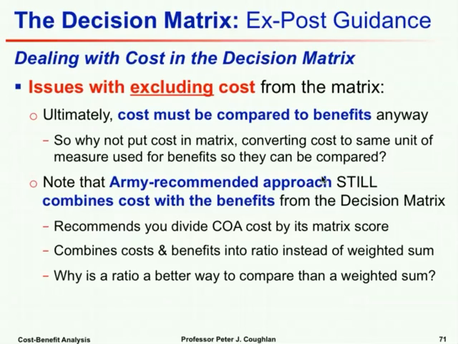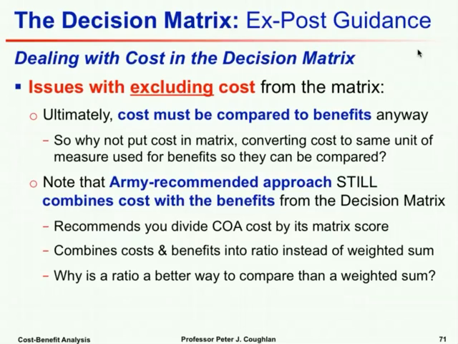Either you put the cost in the matrix itself, or, as in the example of the Army recommended approach that I just gave you, where they find this cost benefit index. What they're saying is, do the matrix score for the non-financial measures and then divide the cost by the matrix score. Well, okay, but in some sense, why that? Why should it be a ratio? Why should you combine cost and benefits into a ratio instead of a weighted sum, which is what you'd get if cost was in the decision matrix?